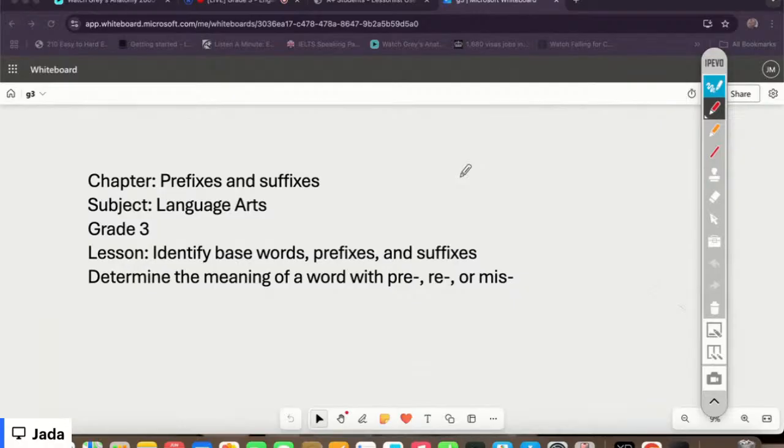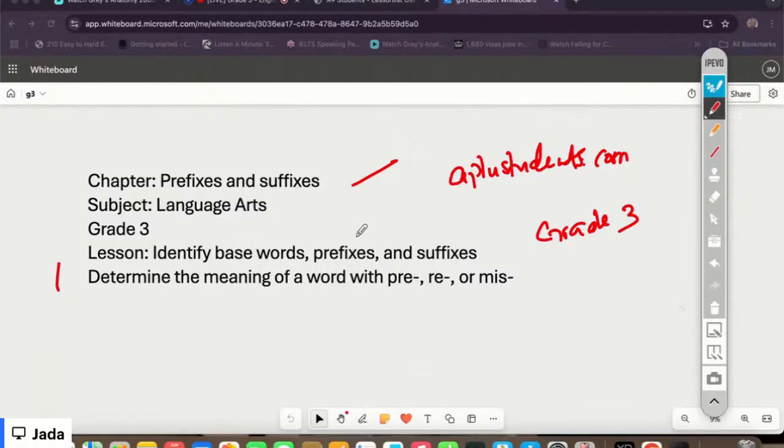Today we will have prefix and suffix. So first you have to log in using aplusstudent.com. Click on your name, move on to language at the grade 3. Chapters prefix and suffix, lesson will be identify base words. Prefix and suffix. Determine the meaning of a word with pre, re, or mis.